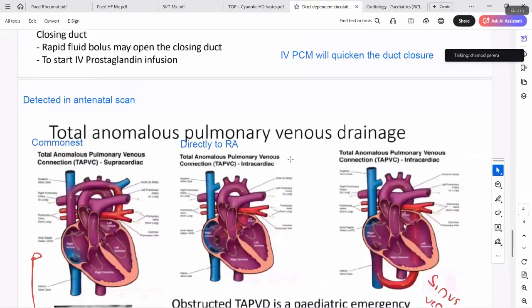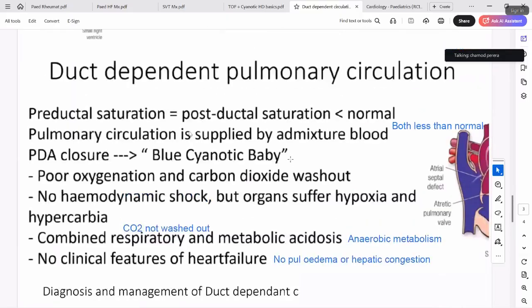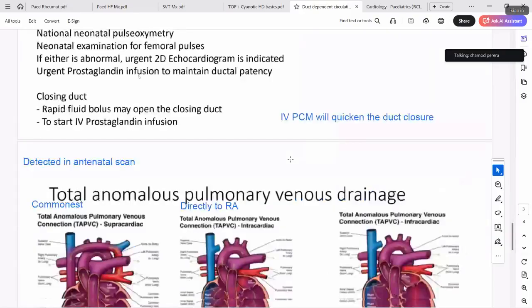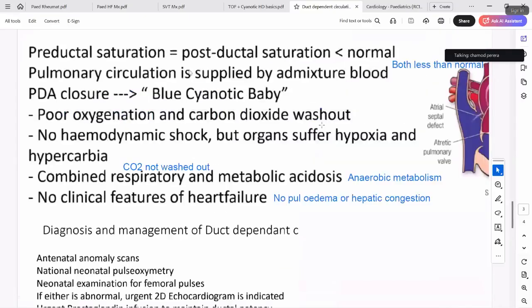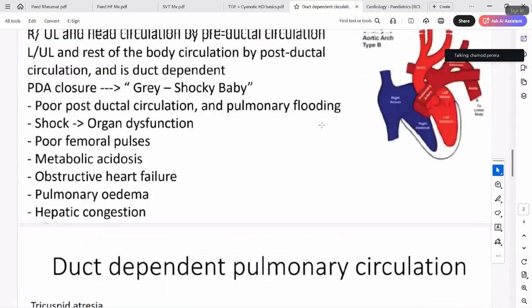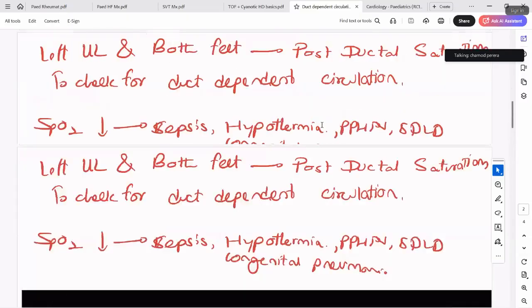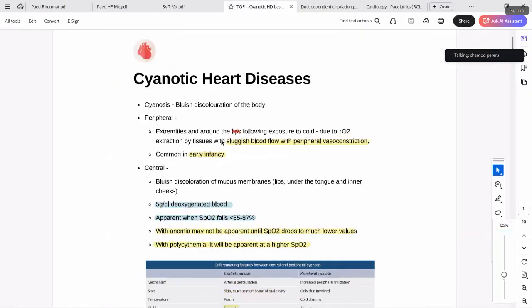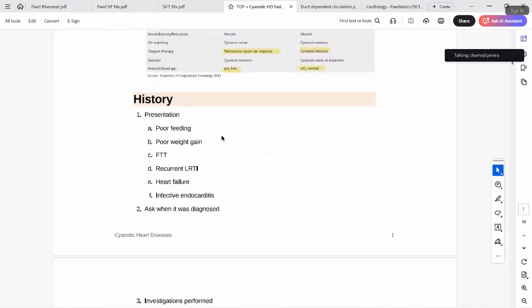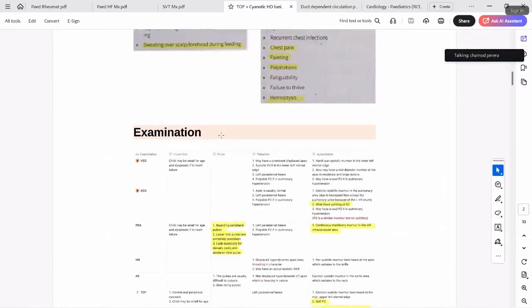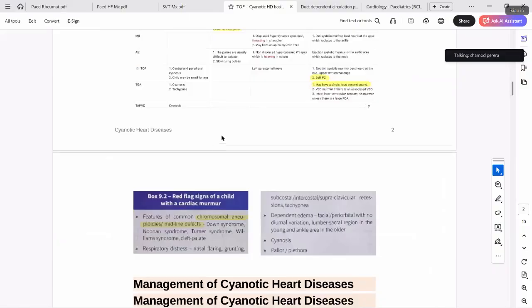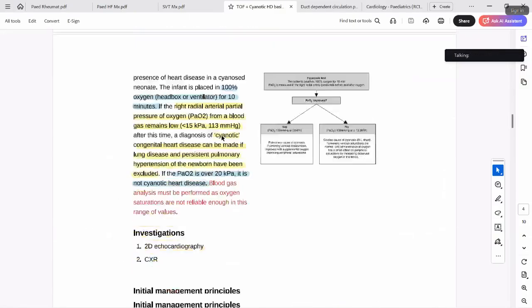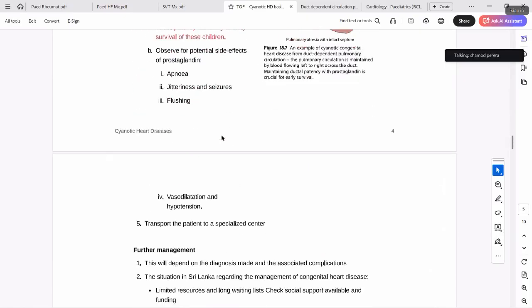So you need to know about the duct-dependent pulmonary circulations, duct-dependent systemic circulations, and also the total anomalous pulmonary venous drainage as well. And the other thing is the tetralogy of Fallot, right? So here, this is Naveen Iyer's. It's available in his drive, but I can share, right? So tetralogy of Fallot usually.